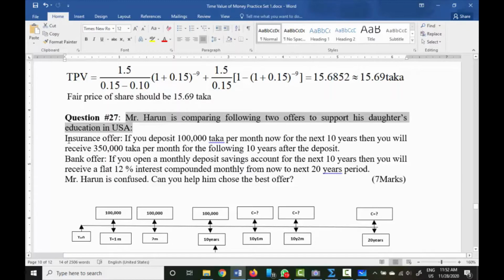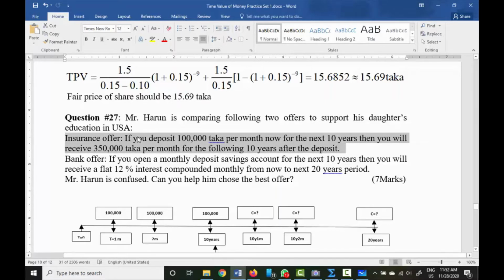The first offer is the insurance offer. The insurance company is saying that if you deposit 1 lakh taka, that is 100,000 taka per month, now for the next 10 years, then you will receive 350,000 taka per month for the following 10 years after the deposit. So this is the insurance offer.